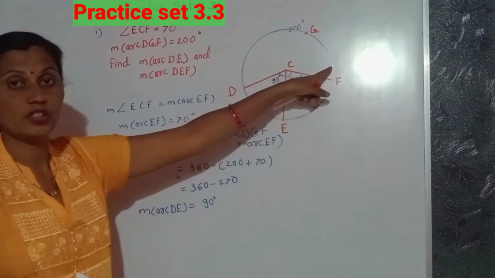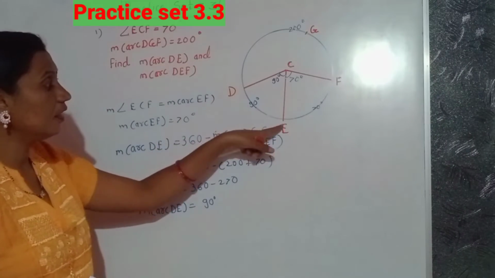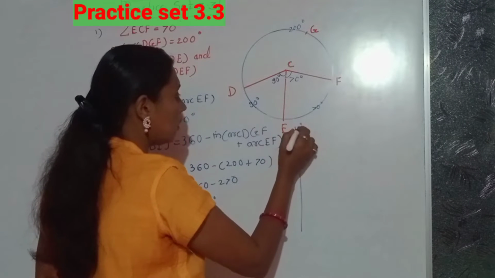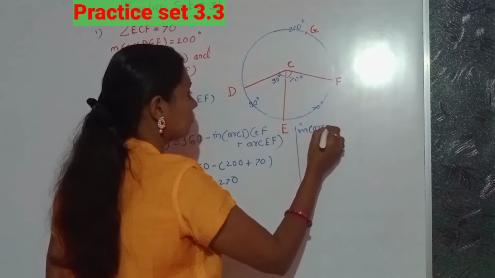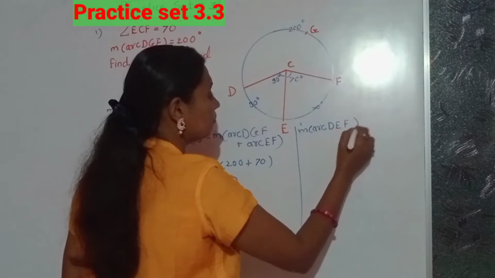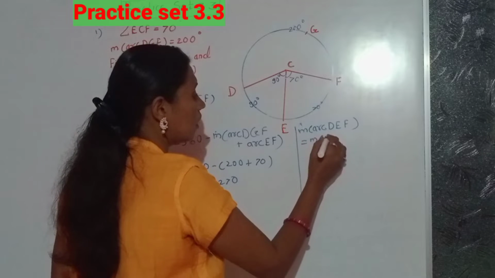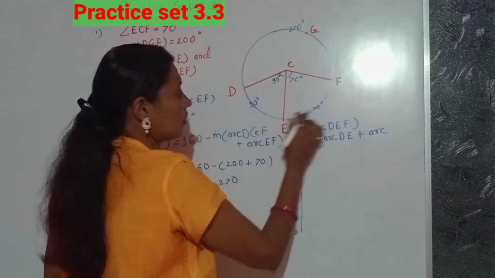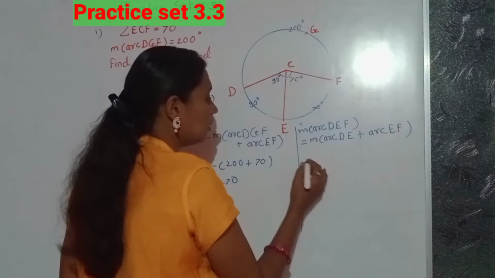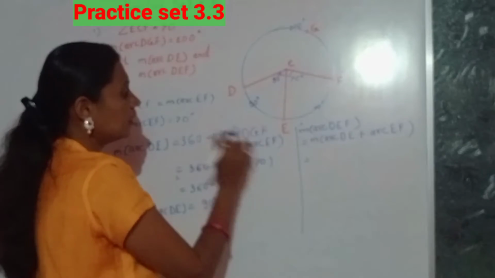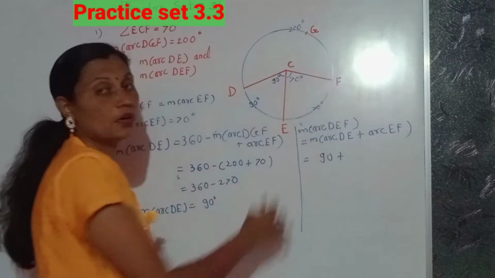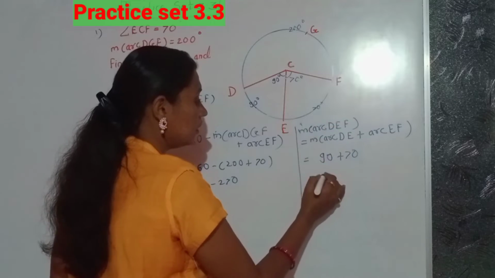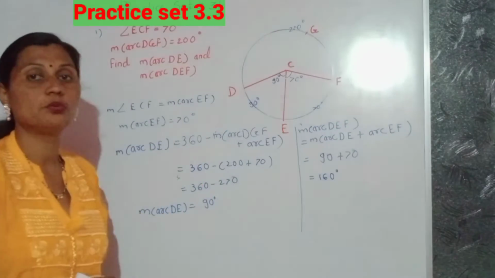Arc DEF is arc DE plus arc EF. The measurement of arc DEF is equal to the measurement of arc DE plus the measurement of arc EF. The measurement of arc DE is 90 degrees and the measurement of arc EF is 70 degrees. So the answer is that the measurement of arc DEF is 160 degrees. In this way we completed the first example.